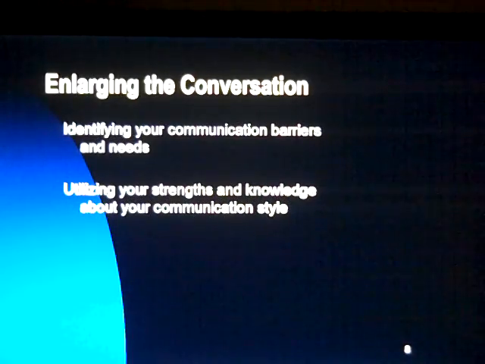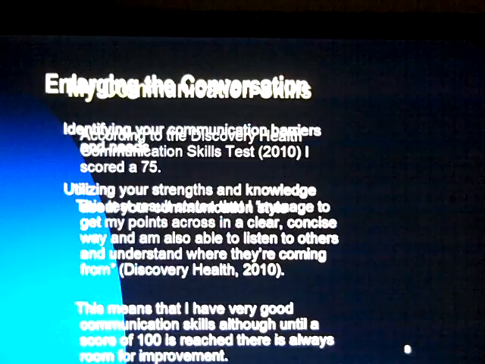Enlarging the conversation. This class is mainly about enlarging your conversation and learning how to do so. In order to enlarge your conversation, you need to be able to identify your communication barriers and your communication needs, and utilize your strengths and knowledge about your communication style. By doing these 2 things, you will be able to enlarge your conversation and in turn have much more effective communication with people. Next slide.